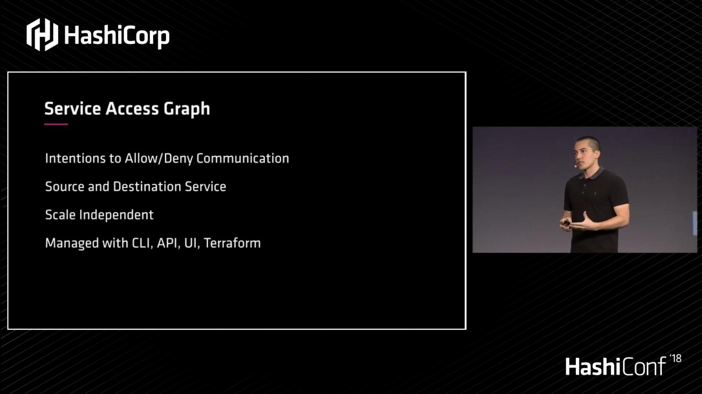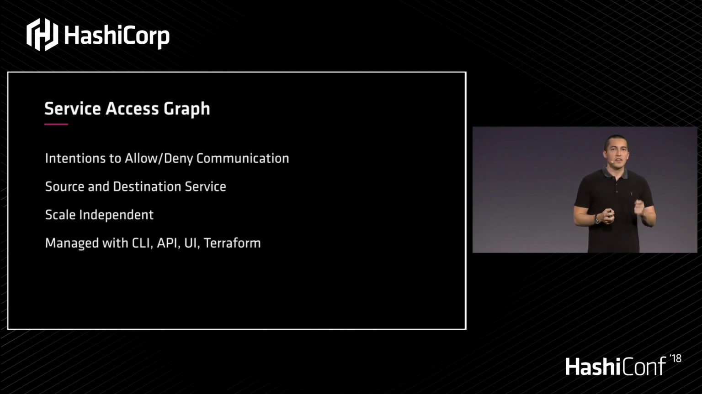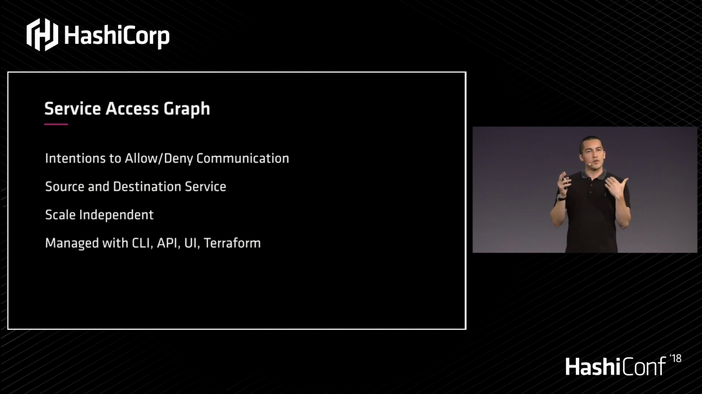The service access graph is what defines who can actually communicate with each other. We use something called intentions to define what services can or cannot communicate with each other. These are defined using the service names and are completely separate from the hosts that they're on. So you could deploy these services anywhere. You don't need firewalls. You don't need to do network segmentation because the security is handled at the service name layer and not the IP layer.